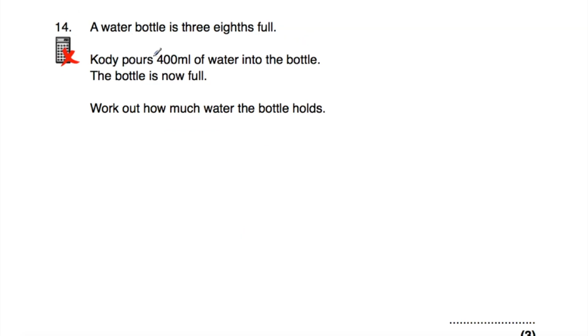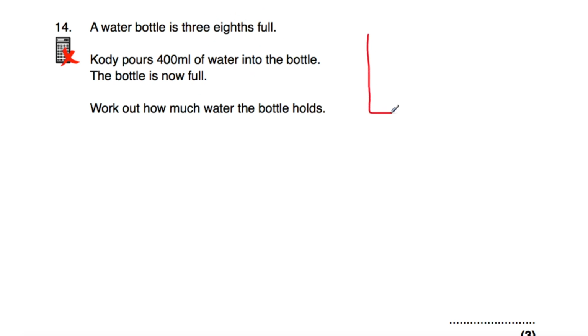Okay, let's have a look at our next question, question number 14. So question number 14 says, a water bottle is 3/8 full. So it's 3/8 full. And Cody pours 400 millilitres of water into the bottle, and the bottle is now full. And the question says, how much water does the bottle hold? So we want to work out how much water this bottle holds. Now we were told it was 3/8 full to begin with, and then he's poured 400 millilitres into the bottle and it's now full. So let's consider this 3/8. The bottle was 3/8 full to begin with.